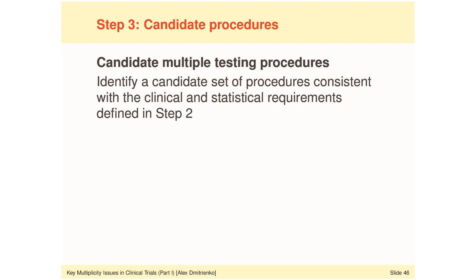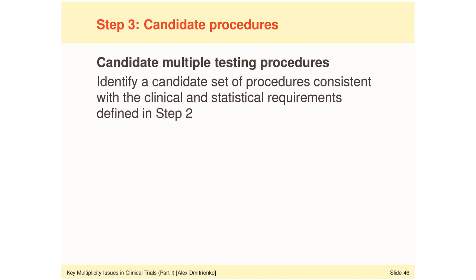We have a few slides left in this module, and these slides deal with steps 3 and 4 of the general set of guidelines to facilitate the selection of the most appropriate multiplicity adjustment for a given multiplicity problem. We will just take a quick look at the two steps because we will return to them in other modules later in this course. In step 3, I would like to remind you we are expected to identify a candidate set of procedures consistent with the clinical and statistical requirements defined in step 2.